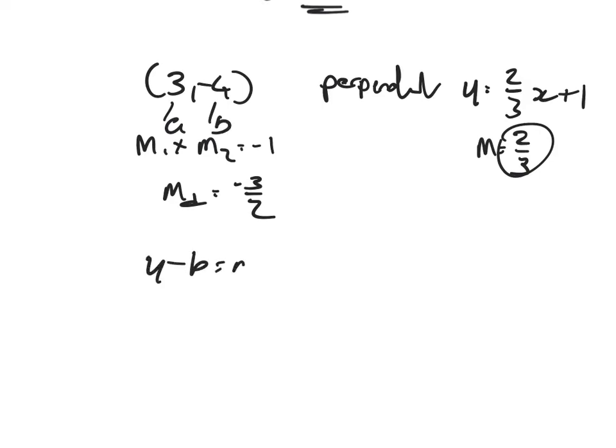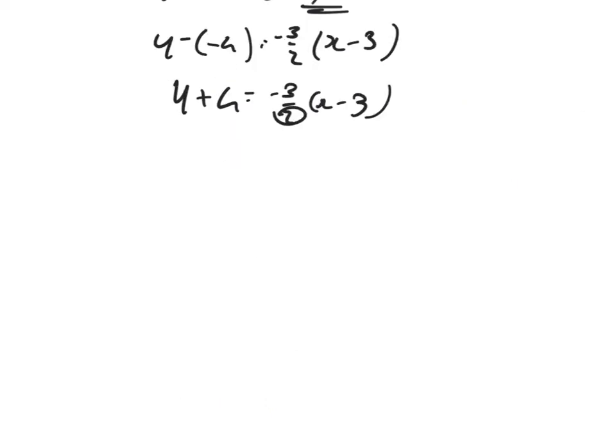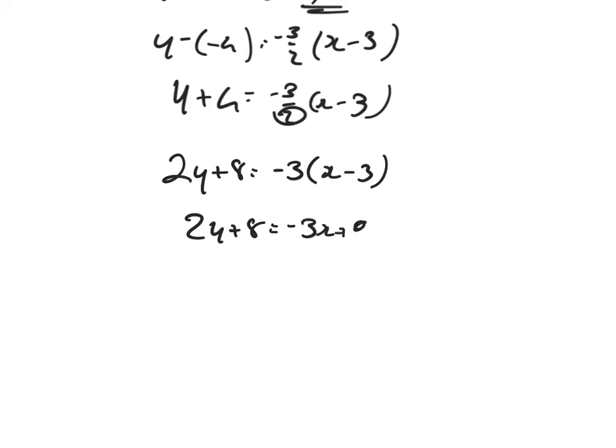And y minus b equals m bracket x minus a. y minus -4 is equal to -3/2 bracket x minus 3. That's y plus 4 equals -3/2 bracket x minus 3. Let's get rid of the divide by 2 by multiplying everything by 2. So that's then 2y plus 8 is equal to -3 bracket x minus 3. 2y plus 8 is equal to -3x plus 9. And bring that across to get 2y equals -3x plus 1.